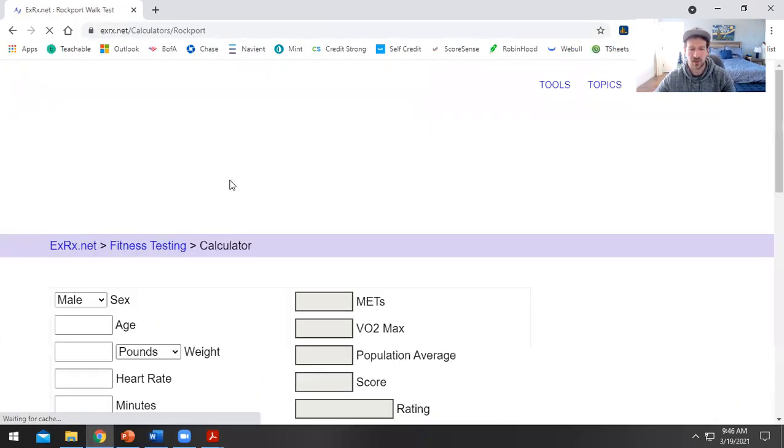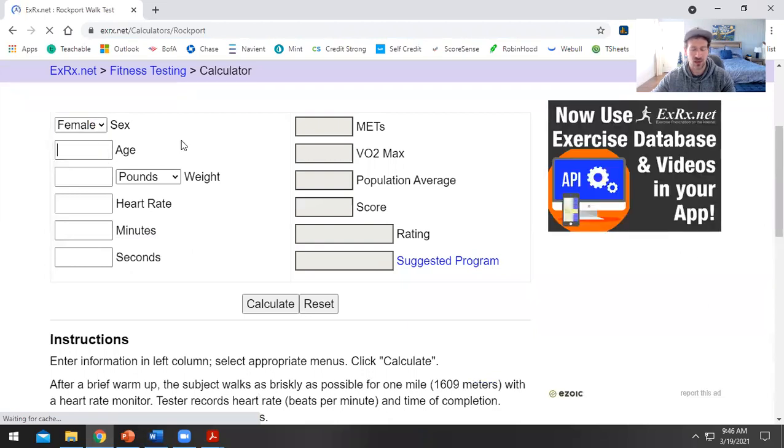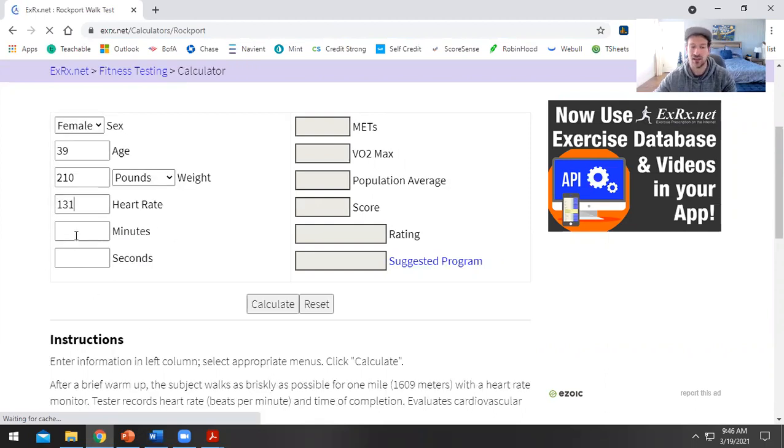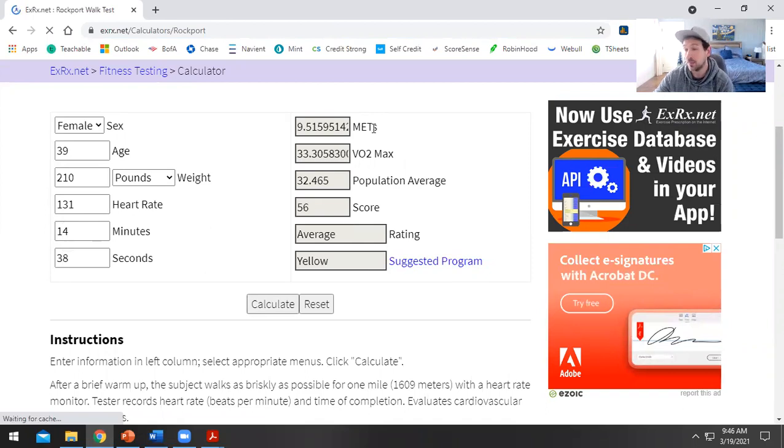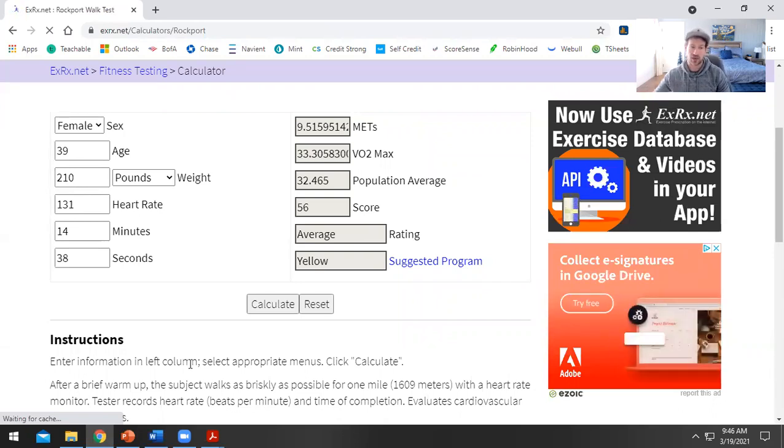right? So let's say we had a client who is female, 39 years old, 210 pounds, and their heart rate was 131 at the end of the assessment, and it took them 14 minutes and 38 seconds to complete, right? So that's going to put them in the average category. Their VO2 max is about 33. That's pretty good, right? So that puts them right in the middle. I would give them a pretty normal workout, right?